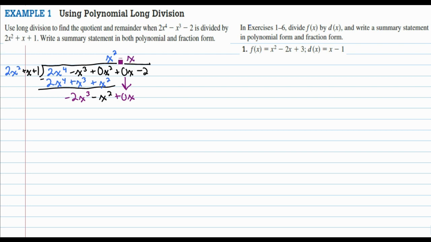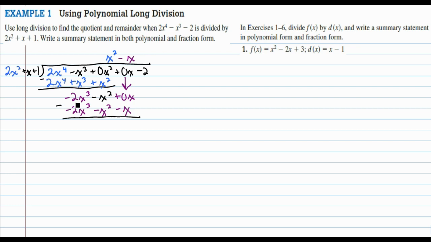So I put that as my next term up here. Now I need to multiply everything by that negative x. So 2x squared times negative x is negative 2x cubed. Positive x times negative x is negative x squared. And then 1 times negative x is negative x.